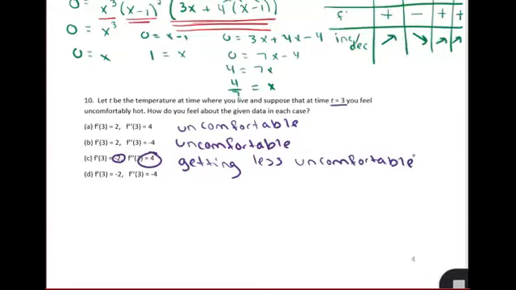Okay, let's try the last one. So here we have a negative 2 and a negative 4. So what this means is our slope, our original rate of change of the derivative, is decreasing. So it's going down, so it's getting cooler.